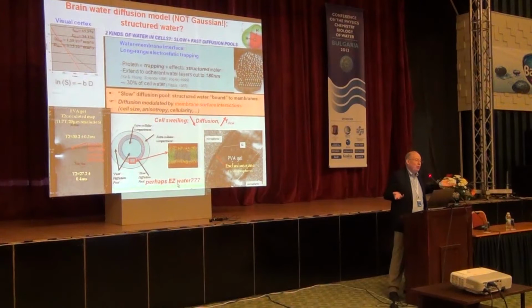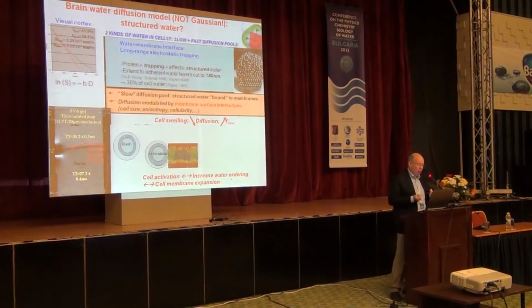According to what I learned this week, the easy zone is huge, like hundreds of micrometers, and what I need here is just tens of nanometers. So, I'm not sure. Anyway, the idea now is that when we activate the neurons, there is some swelling. I'll show you where exactly there is swelling. And this leads to increased water ordering, and it is leading to sort of expansion.